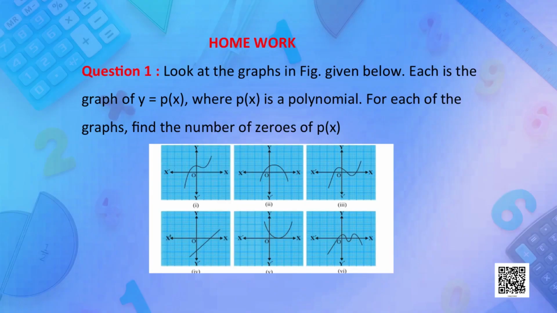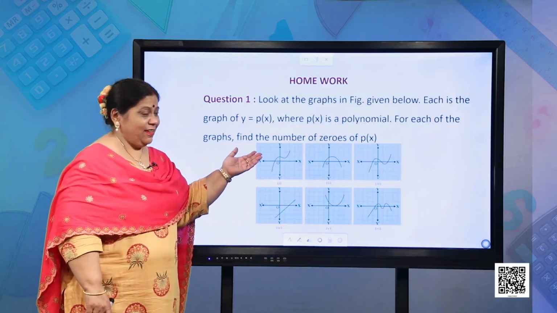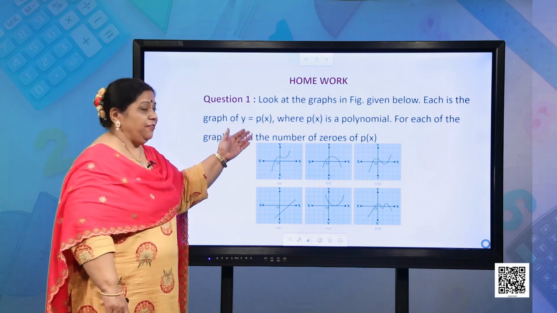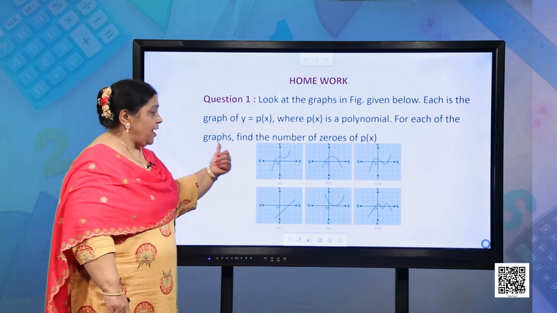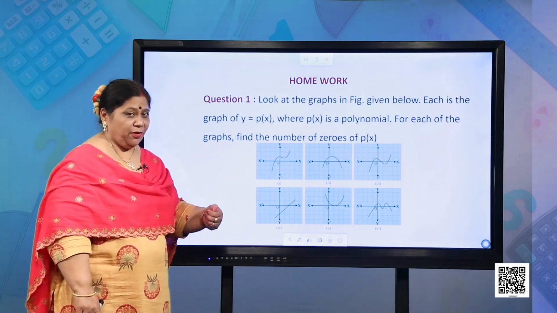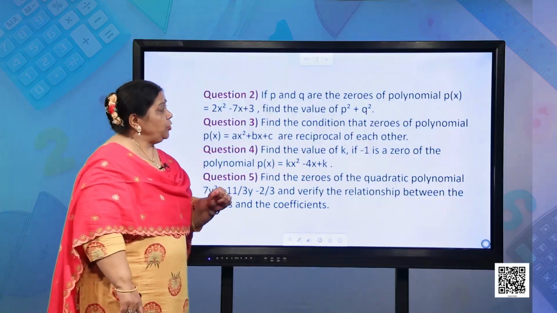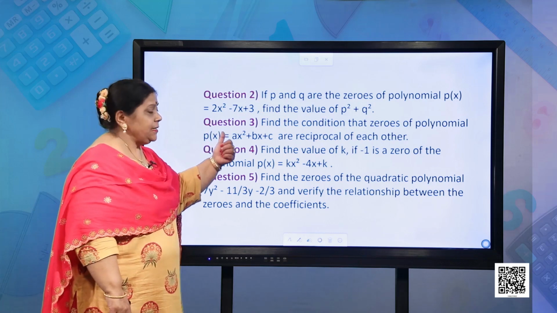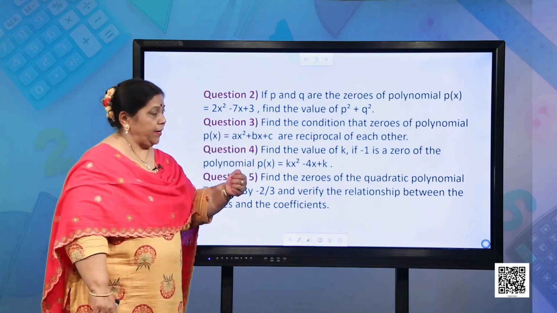So, students, after understanding these concepts, now it is time to take up the homework. Question number 1. Look at the graphs of the figure given below. Each is the graph of y is equal to p of x, where p of x is a polynomial. For each of the graphs, find the number of zeros of p of x. Question number 2. If p and q are the zeros of the polynomial p of x is equal to 2x square minus 7x plus 3, find the value of p square plus q square.